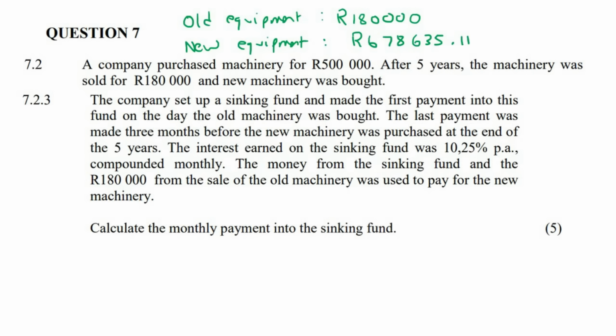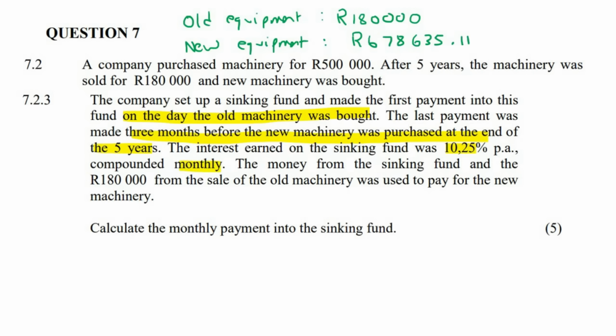So the company sets up a sinking fund and made the first payment into this fund on the day the old machinery was bought. The last payment was made 3 months before the new machinery was purchased. The interest earned on the sinking fund is compounded monthly. Yeah, when you have a sinking fund, then they can do it monthly.